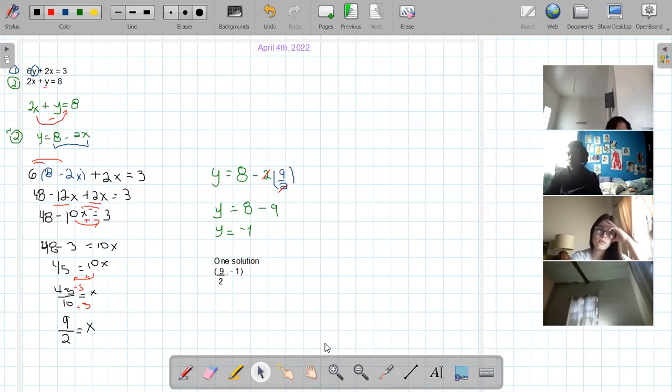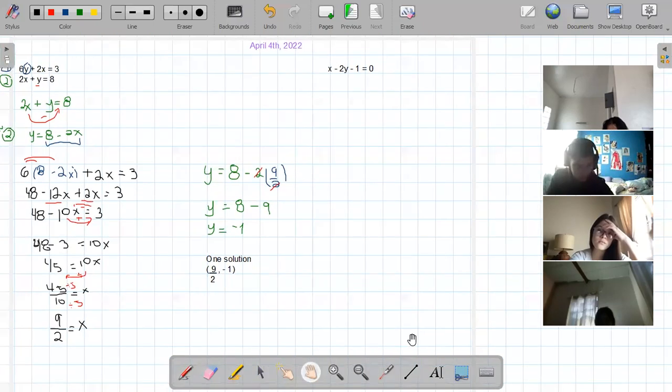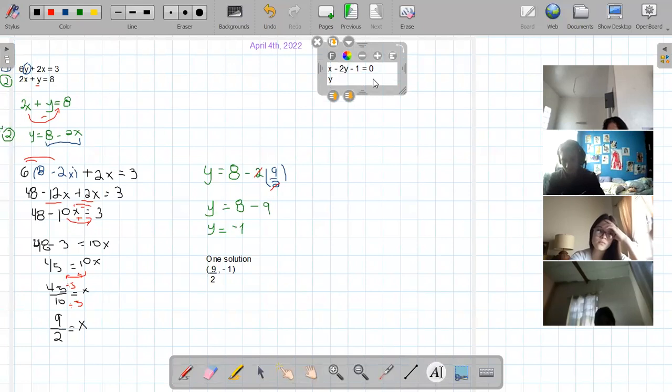Let's do, for example, these are not from the book, by the way. These exercises are not from the book. So we're going to be doing x minus 2y minus 1 is equal to 0. And the second equation is going to be y minus 5x plus 14 is equal to 0.